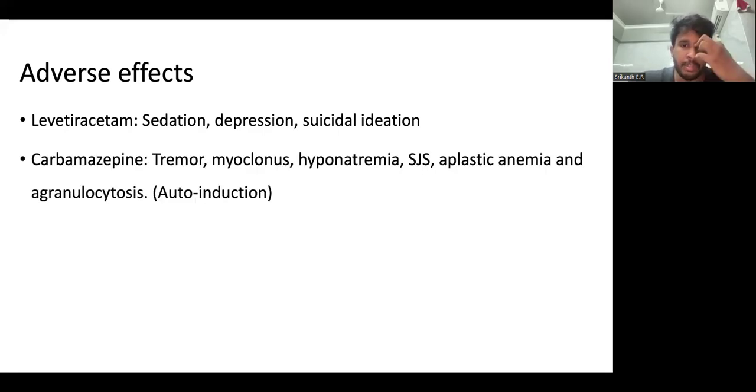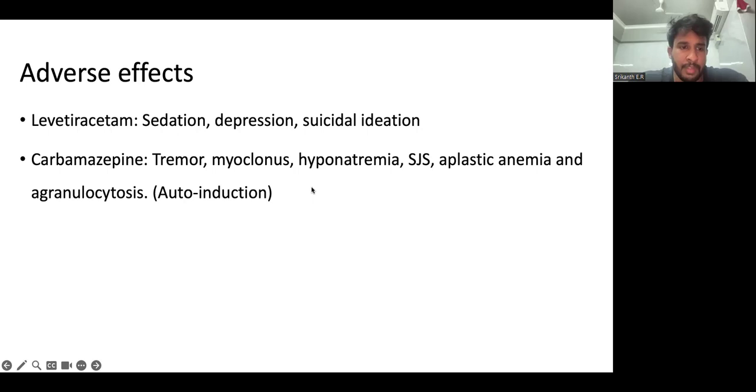Carbamazepine is known to cause tremors, myoclonus, and hyponatremia, especially due to SIADH associated with carbamazepine. This is a bigger problem with oxcarbazepine than carbamazepine. SJS, aplastic anemia, and agranulocytosis also might occur. There is a phenomenon called autoinduction that happens with long-term use of carbamazepine. It will induce its own metabolism, and you will see lower drug levels and recurrence of seizures in patients on long-term carbamazepine. Usually, the period is said to be around 2 to 3 months of carbamazepine.